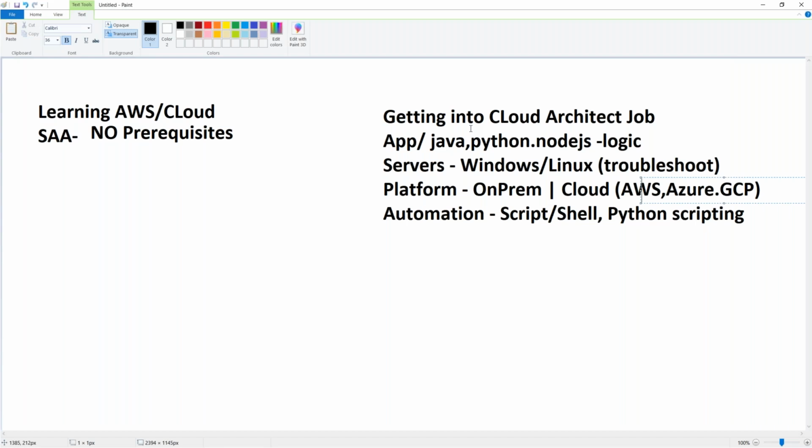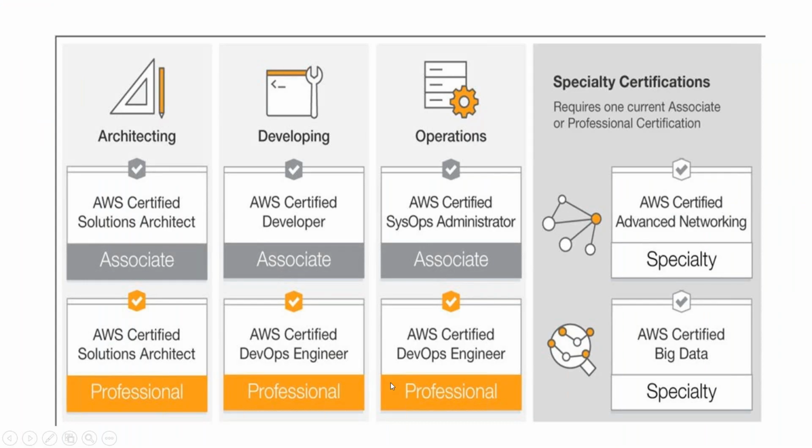What are the different sectors in this by AWS? Like architect, so these are the levels or the paths that Amazon offers. So they have associate level, professional level, and specialty certifications, is what they call.